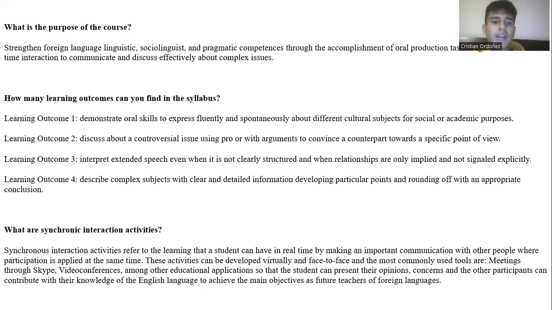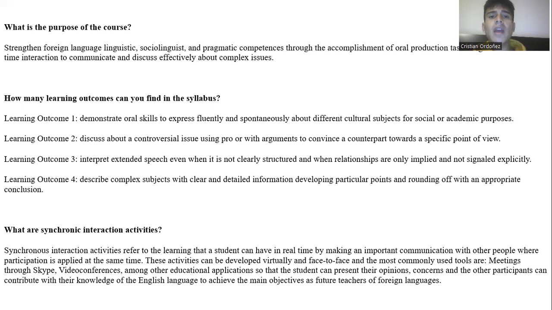What are synchronic interaction activities? Synchronous interaction activities refer to learning that a student can have in real time by making an important communication with other people, where participation happens at the same time.